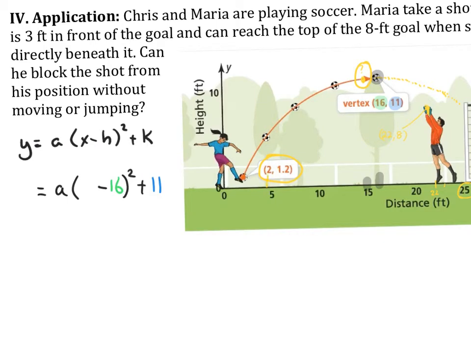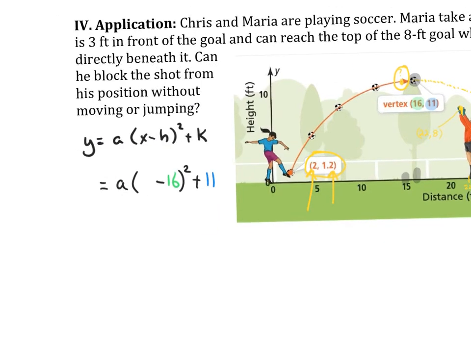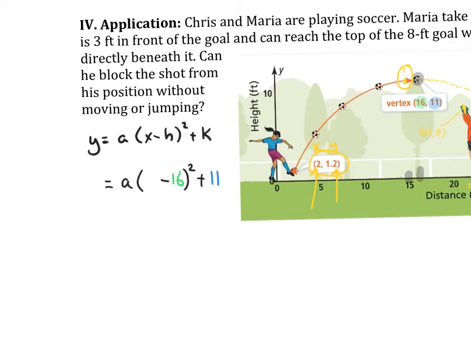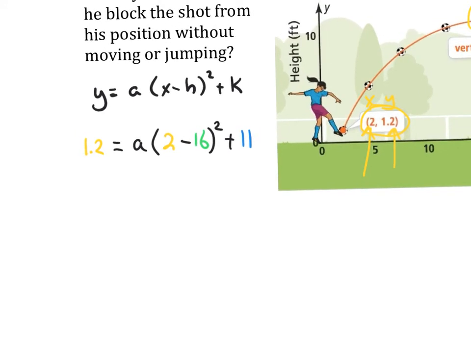So all you're going to do is take those two values and plug them in for x and y. So I'm going to put the 1.2 here, the y, and I'm going to put the 2 here in for x. So with that in mind, we have exactly one variable left. So when I simplify everything and solve for a, I get a. So step by step. 1.2 remains the same. A remains the same. Inside simplifies to negative 14. The square stays the same. The plus 11 stays the same.